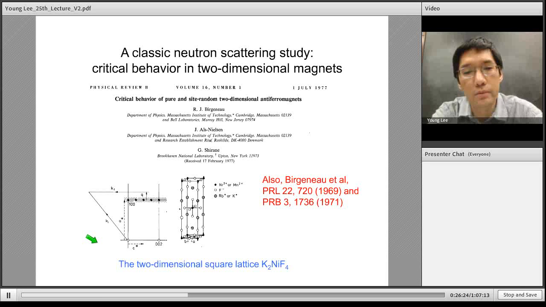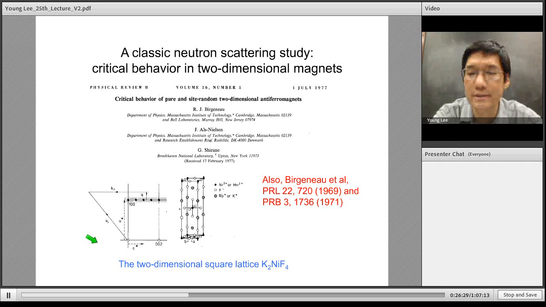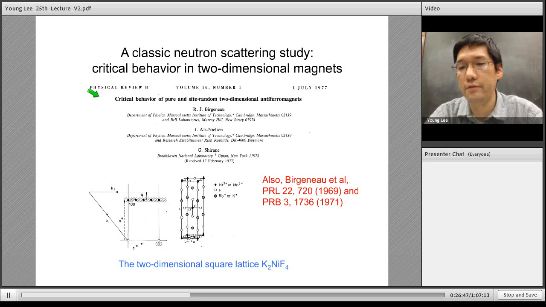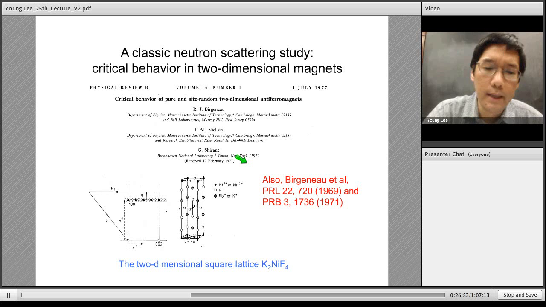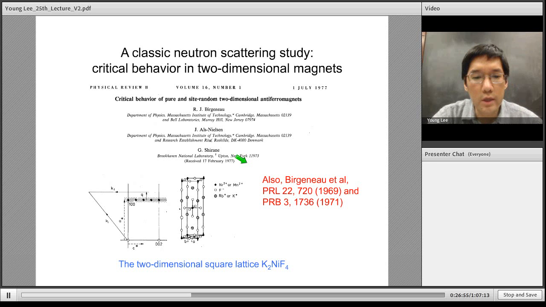Okay, so let me go through a nice, I'll call it a classic neutron scattering study of critical behavior. And this will be focused on a 2-dimensional magnet. And this work was done by Bergeneau and Shirani and co-workers. Here's one of the papers from 1977 that I've taken a lot of figures from, but there's also some other work that I just list over here. And let me just focus on one of the systems that they studied, this material K2NiF4.